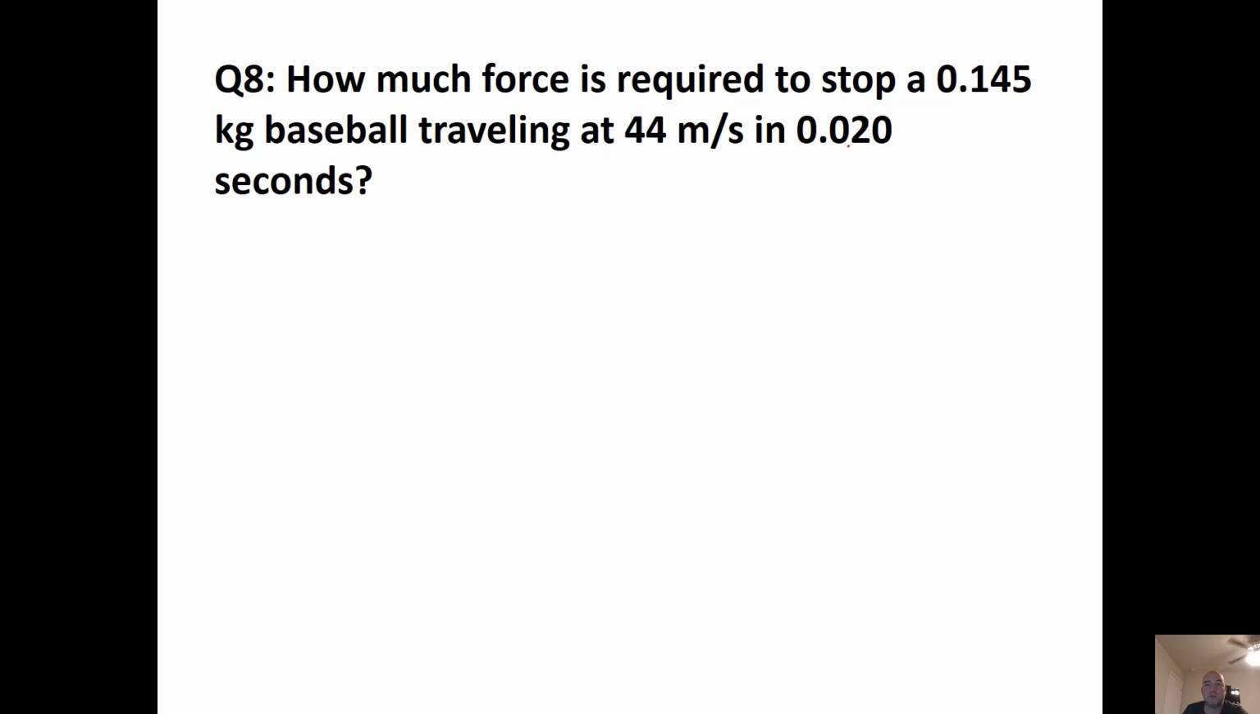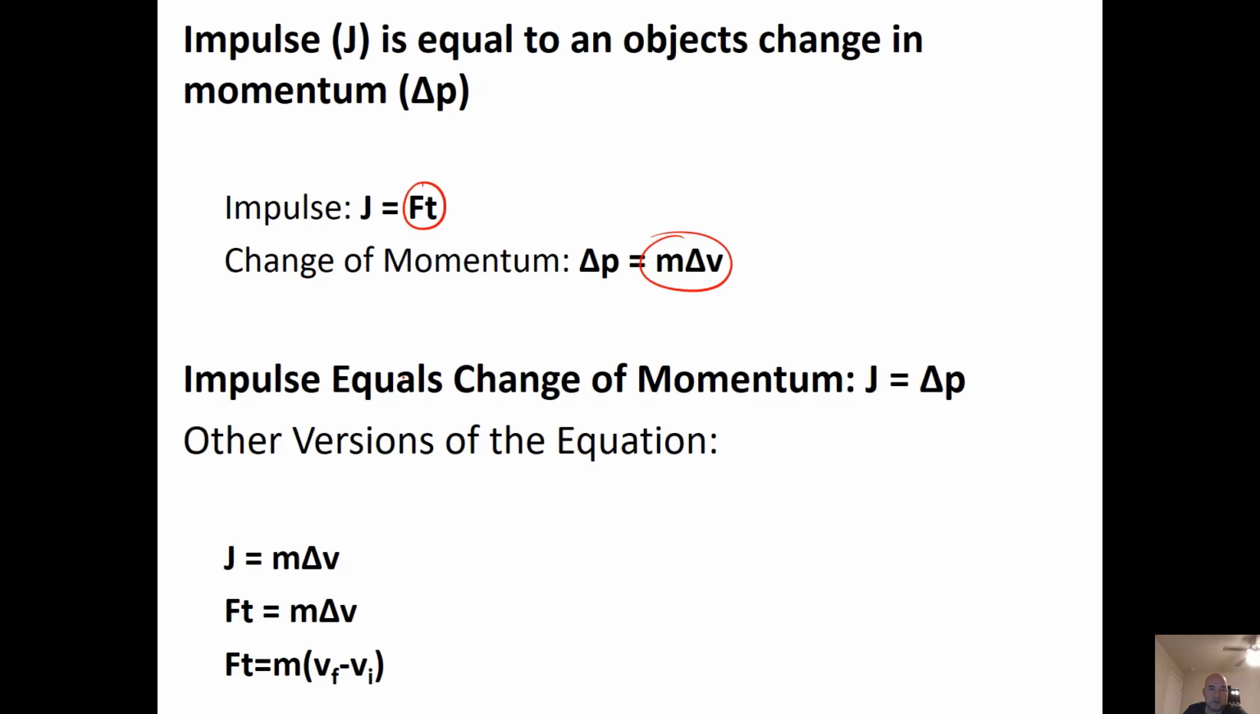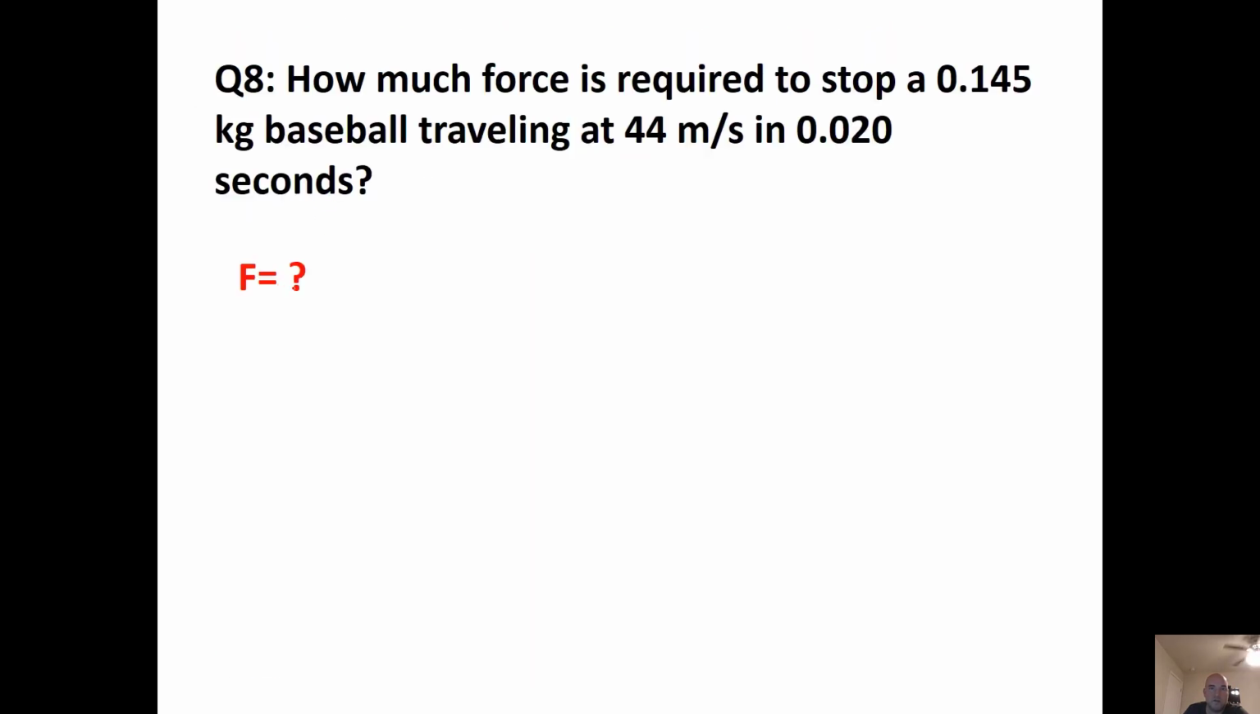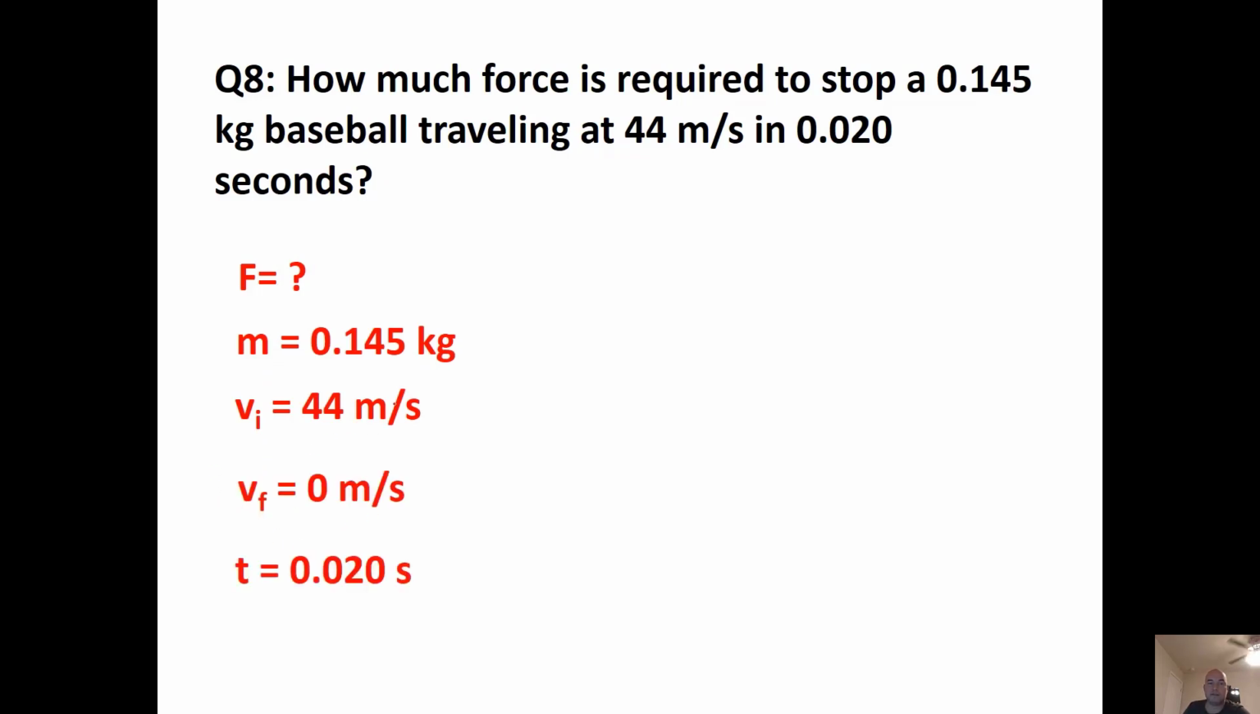But how much force is required to stop a 0.145 kilogram baseball traveling at 44 meters per second in 0.020 seconds? The givens are going to be very important to pick the right equation, all these equations right here. Force is what we're solving for. We're given a mass, an initial velocity, a final velocity, and a time, and that's going to lead us to this equation right here.